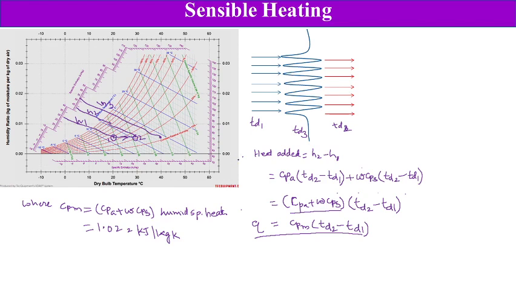So now this was about sensible heating. Now we are going to think of sensible cooling. So first, this sensible heating can be given as Q is equal to 1.022 into TD2 minus TD1. So this is the sensible heat added, in terms of kilojoules per kg.